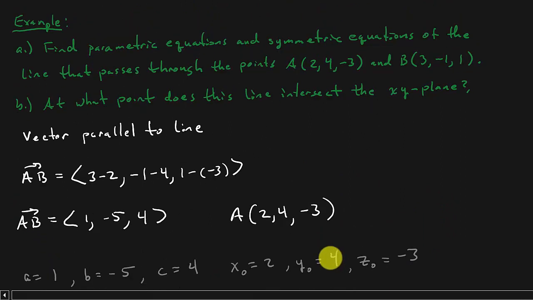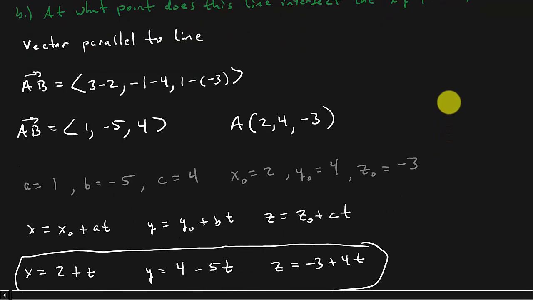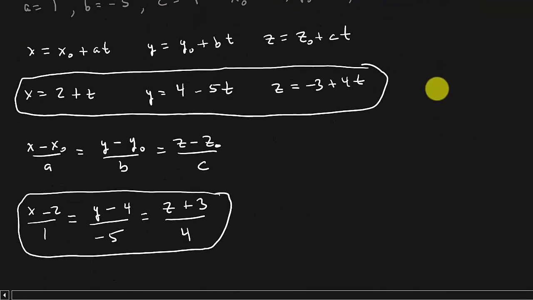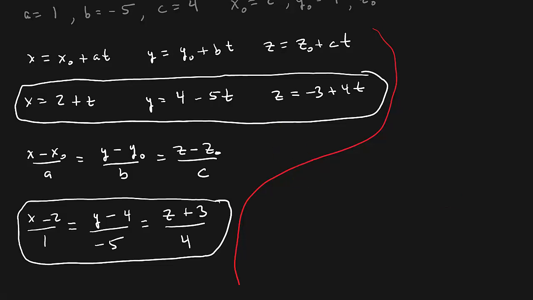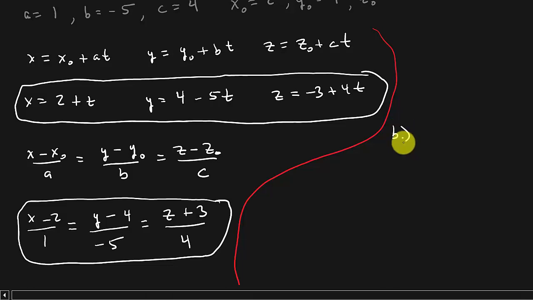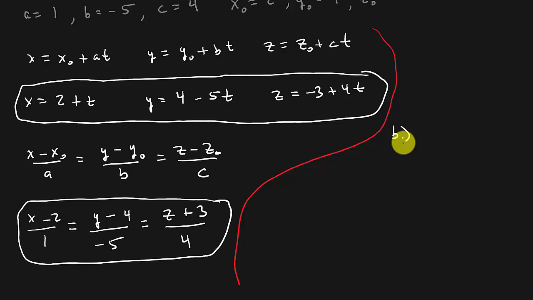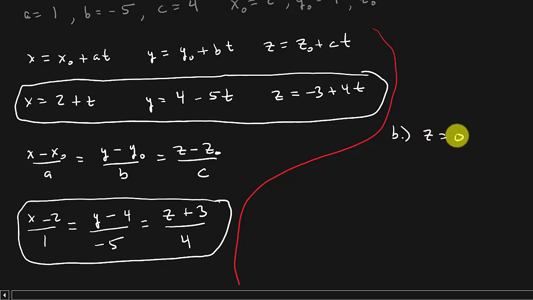Now we need to do part B, which says at what point does this line intersect the XY plane? Okay. So let's give that a shot. Let's come down here. All right, so for part B, when does this intersect the XY plane? When it intersects it, what's the XY plane? Well, that's when z is equal to 0, right?